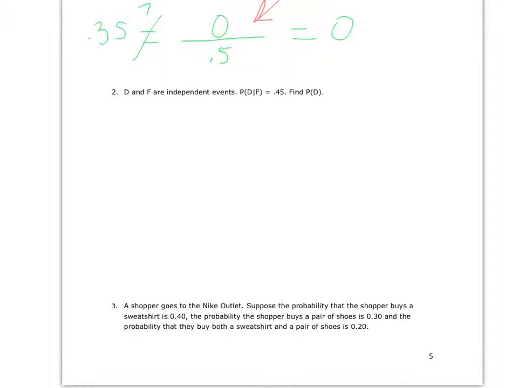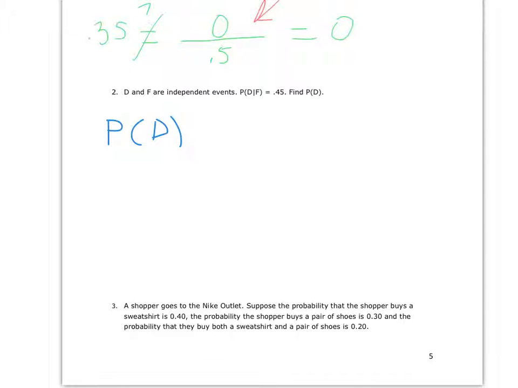Okay, let's look at number 2. We're assuming that we have 2 events, D and F, and we're assuming that they are independent. And we're given that the probability of D given F is equal to 0.45. And we want to find the probability of D. So this really just tests whether we understand how to determine if events are independent.